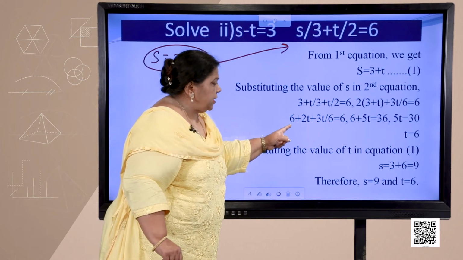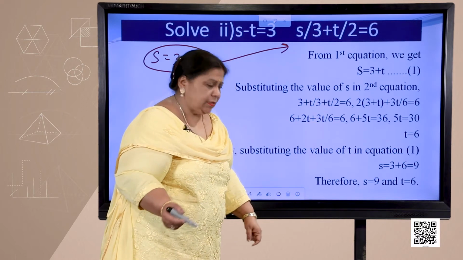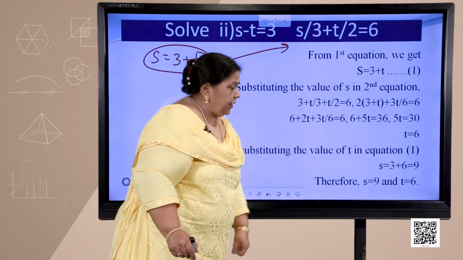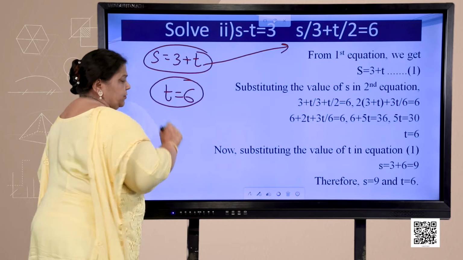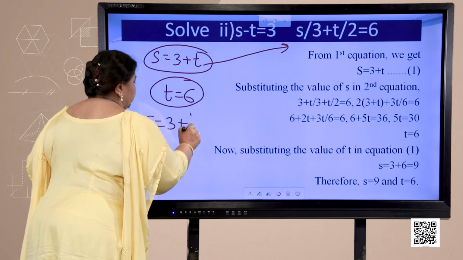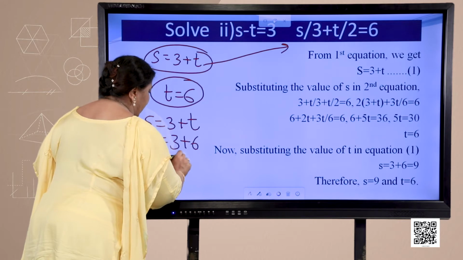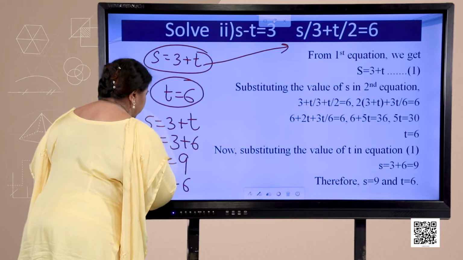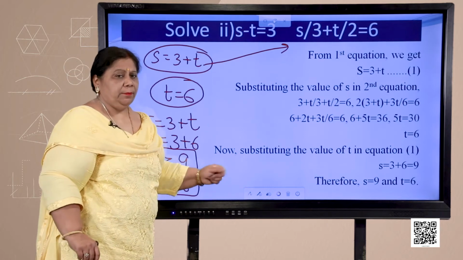That gives us 6 plus 2t on opening the brackets plus 3t upon 6, that is equal to 6, or 6 plus 5t is equal to 36. 5t is equal to 30, therefore we get the value of t as 6. Now this value we can substitute in the previous equation. What was it? s is 3 plus t. So what is 3 plus 6? It is 9. So s is 9 and t is 6. This is the way we obtain the value of variables using the substitution method.